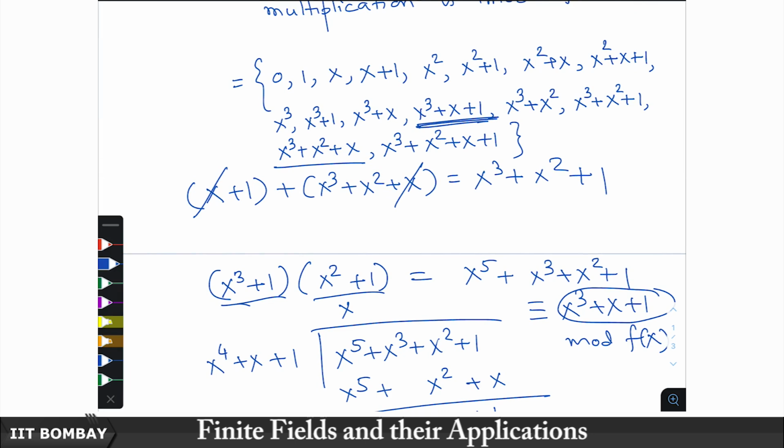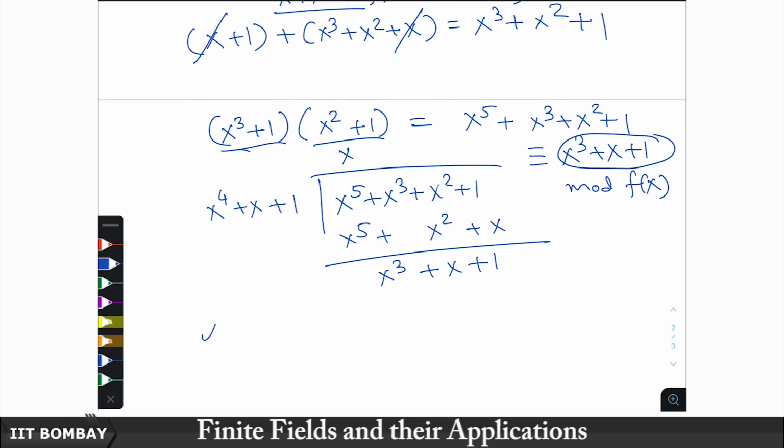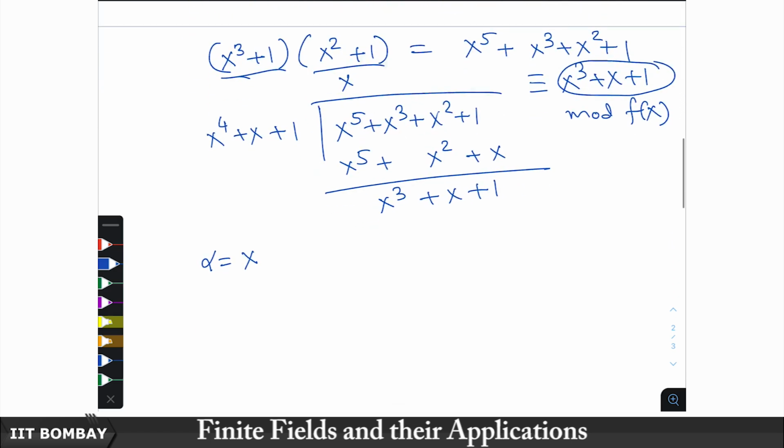Now, we have seen in the last class that there is a primitive element in every finite field. So, can you identify a primitive element in this representation of the finite field? So, if you take for example the element x, let us see if the powers of x give us all the non-zero elements, that means whether x generates the multiplicative group.